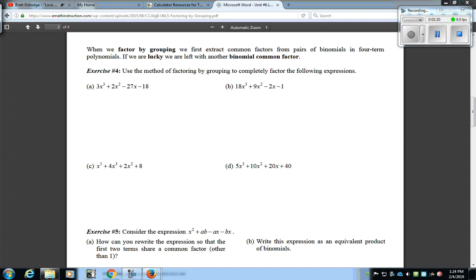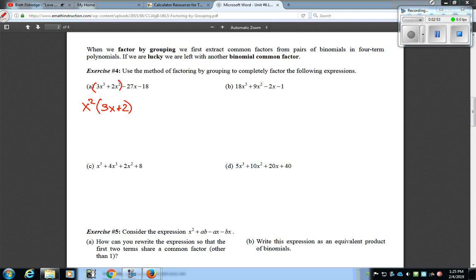In the first example we're going to look at, exercise number 4, they want us to use factoring by grouping. What we're trying to do is break these into two separate sets of two that we can factor a term out of each one, hopefully leaving us with the common factor at the end. If I take these first two and group them together, I notice that I have an x squared that I can divide out of each. So when I divide that x squared out, I'm going to have 3x plus 2.